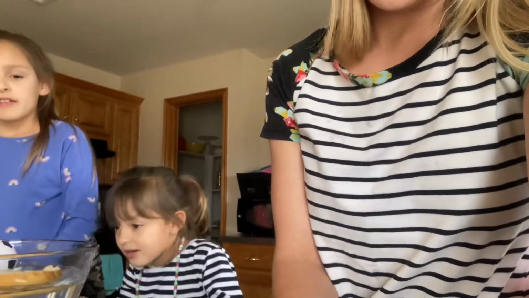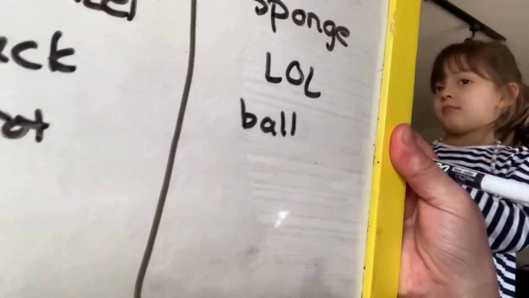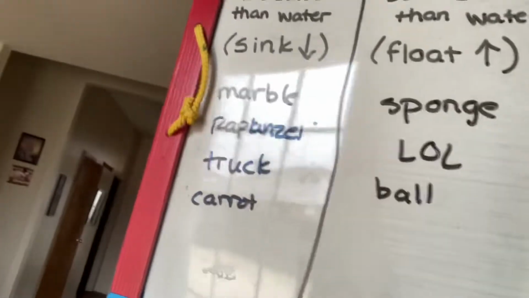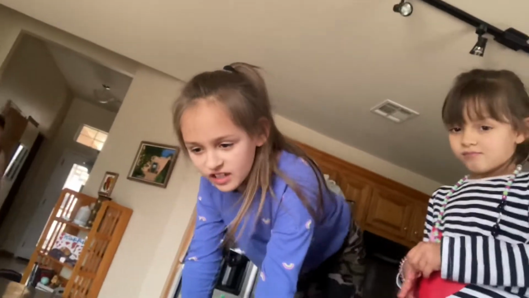Okay, so say it with me. What are things that sink? If it sinks, it is? More dense. It is more dense than water. And carrot is at the end of that list. And then if it floats, what do we call that? Bread has to float. If it floats, what do we call that?